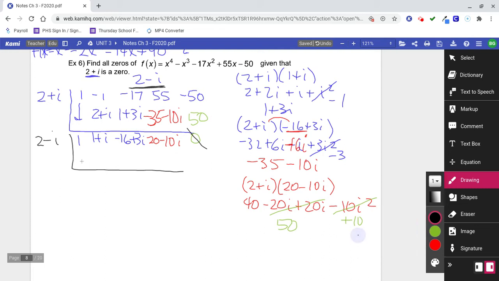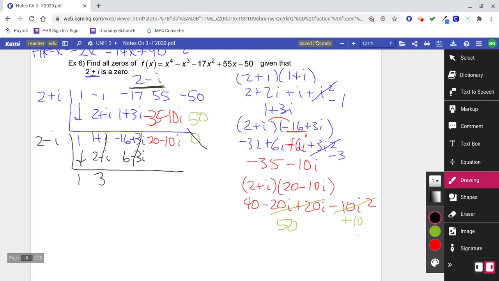Add straight down is 1. Multiply, we get 2 minus i. Add straight down and the i's cancel, which is kind of nice. We get 3. And multiply 2 minus i times 3. That's going to be distribute. That's 6 minus 3i. Okay, cool, because when I add down, the 3i's are going to cancel.